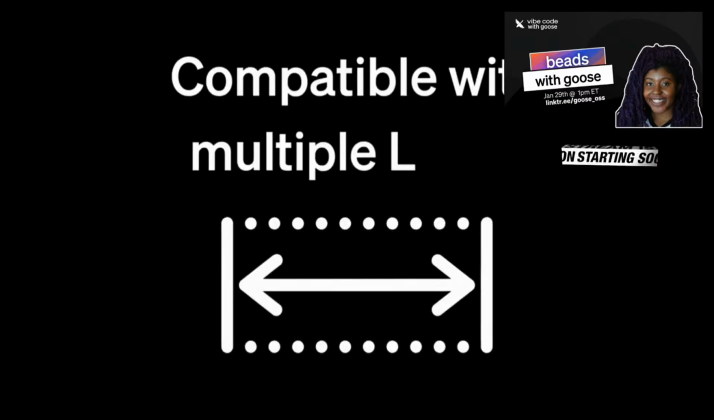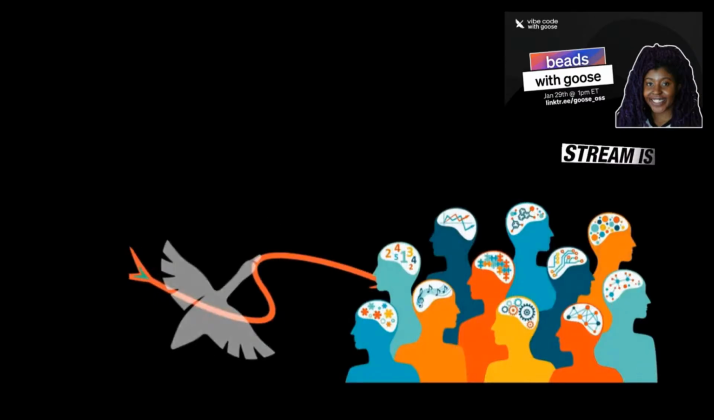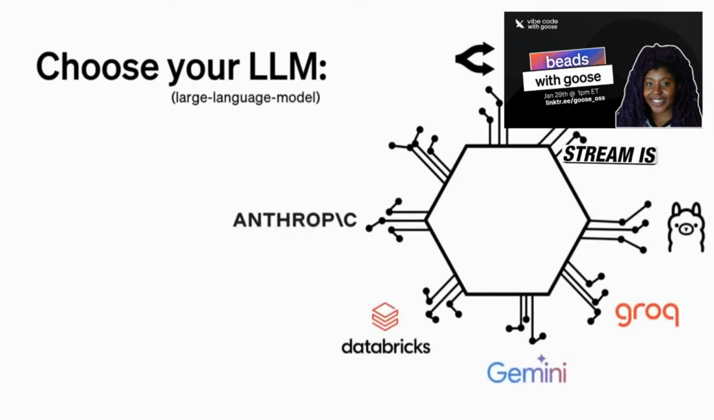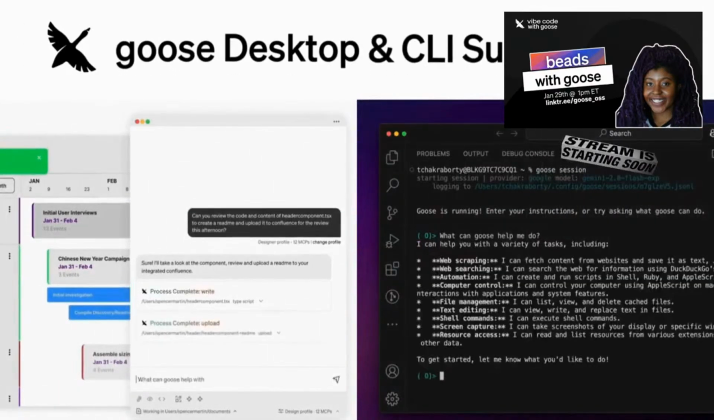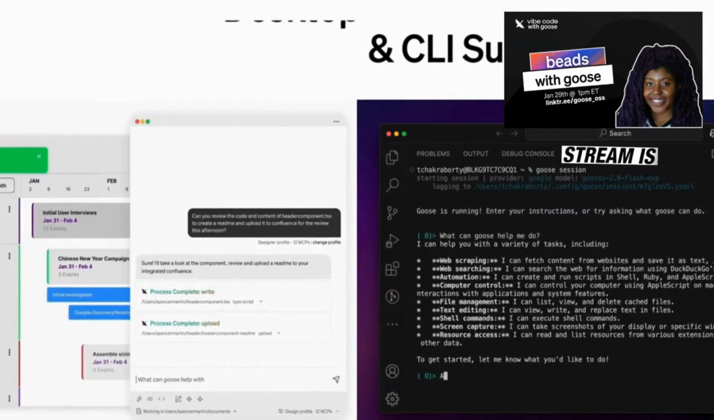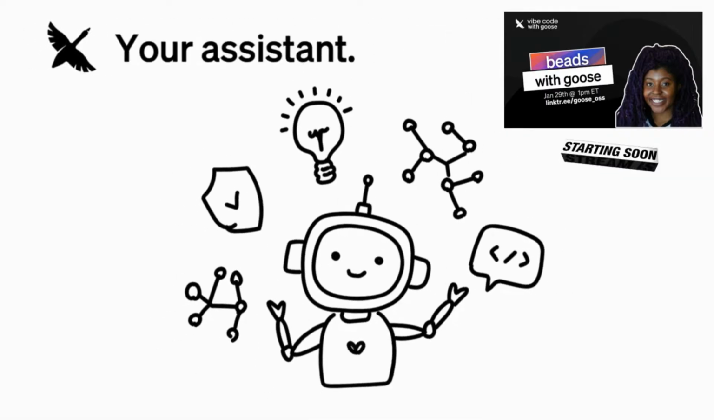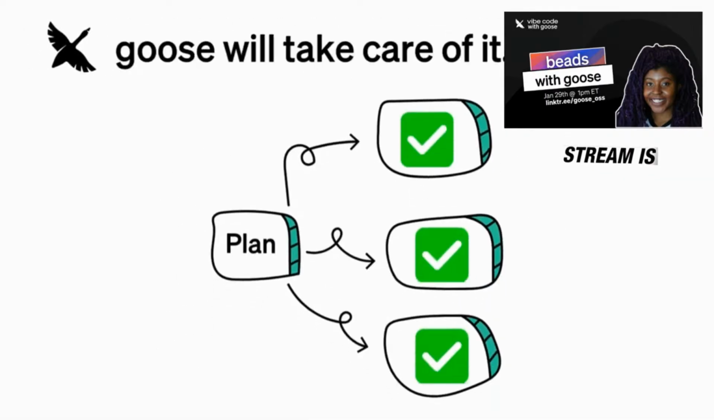With a wide range of compatible large language model providers, you can choose and integrate your preferred model. You can also run Goose as a desktop app or through the command line interface, using the same configurations across both. You can think of Goose as an assistant, ready to take your instructions and do the work for you.